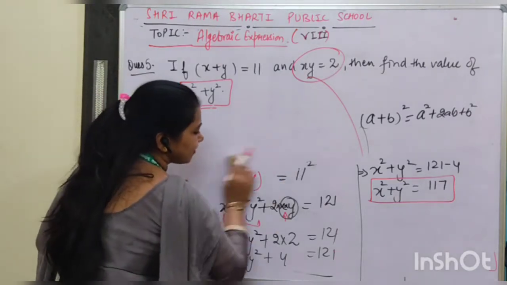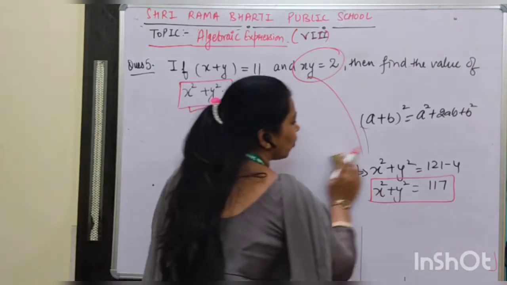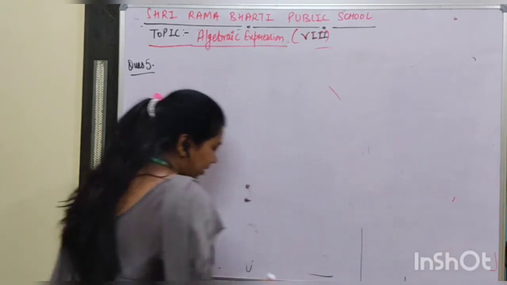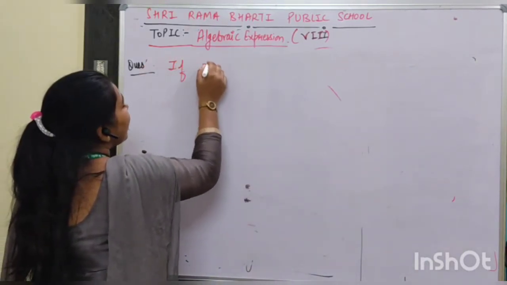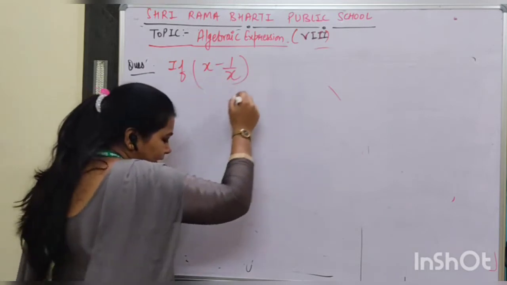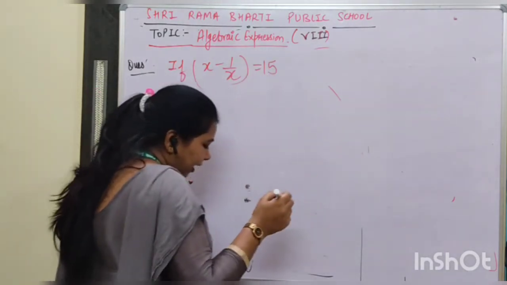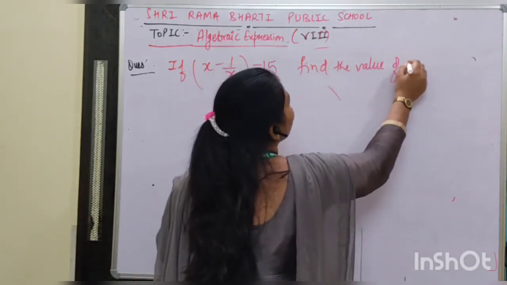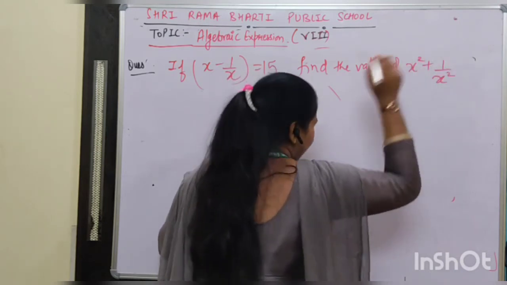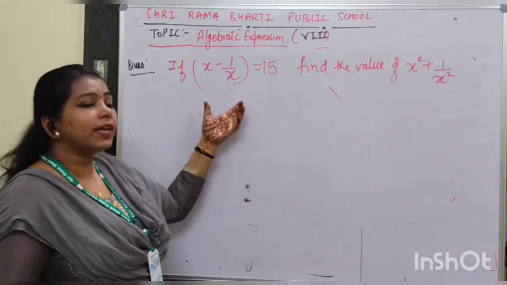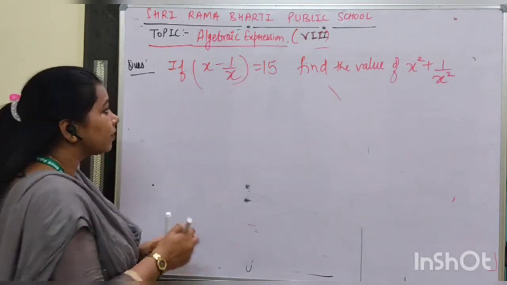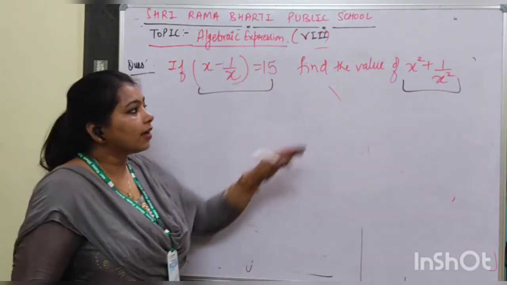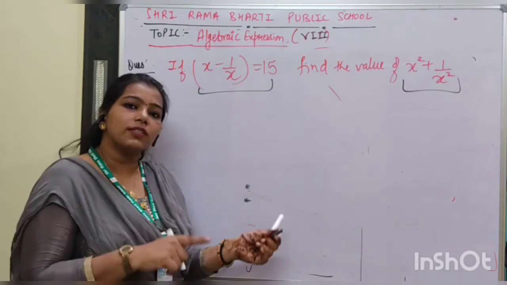Let's see the next question of the same exercise. So here is another question. It says if x minus 1 upon x equals 15, then we have to find the value of x square plus 1 upon x square. So here also we can see that we are given the value of this and we need to find out the value of this. So again the squaring is involved, so we will follow the same procedure.